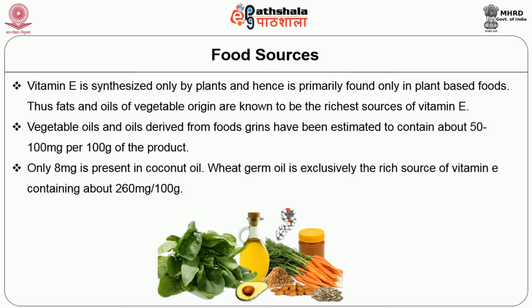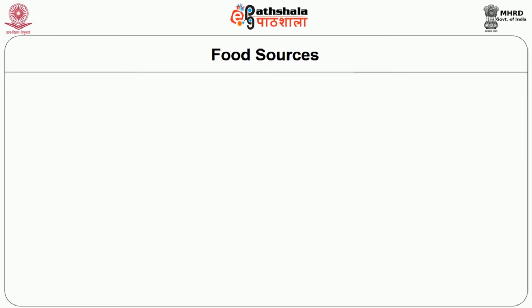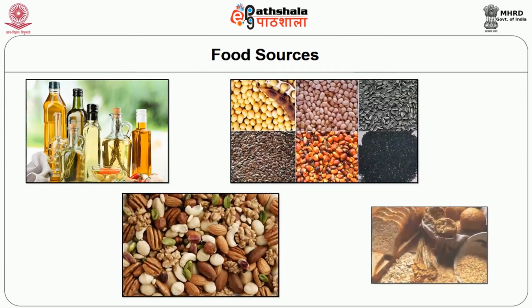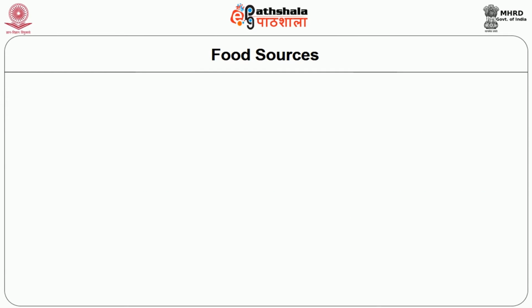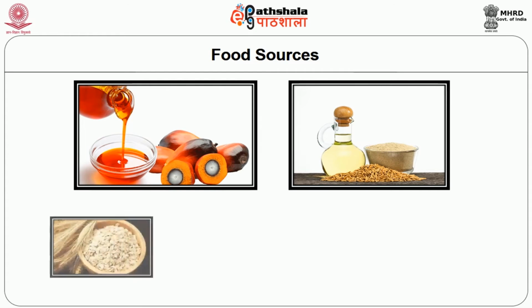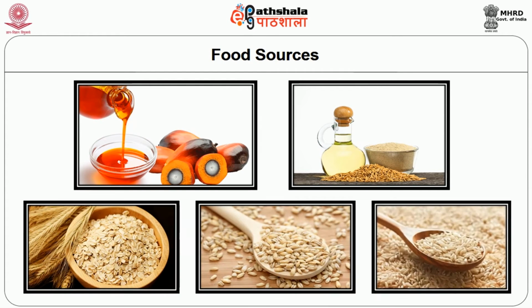Only 8 milligram is present in coconut oil. Wheat germ oil is exclusively the rich source of vitamin E, containing about 260 milligram per 100 gram. The chief sources in Indian diets are the vegetable oils, nuts, oil seeds, and whole grains. Significant amounts of tocotrienols are found in palm oil, rice bran oil, and the bran and germ portions of certain cereals like oats, barley, and rice.